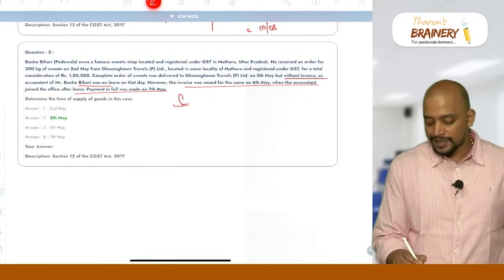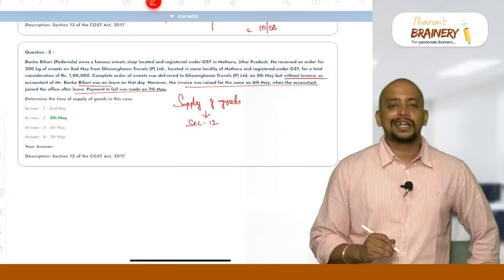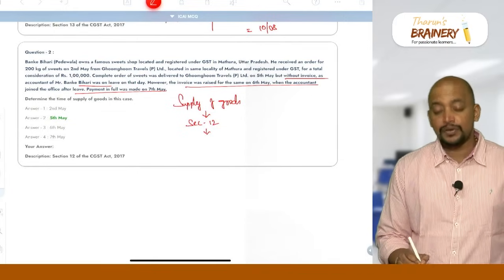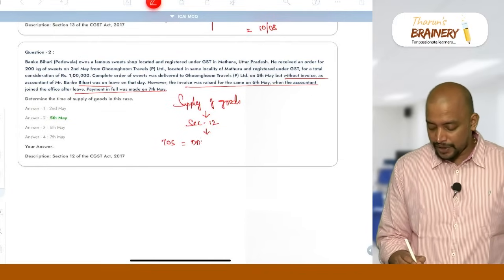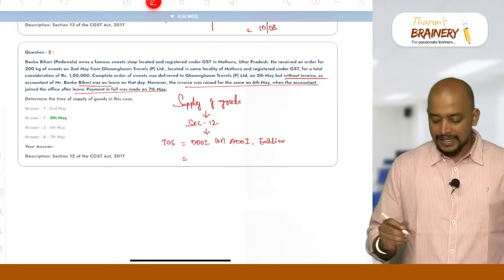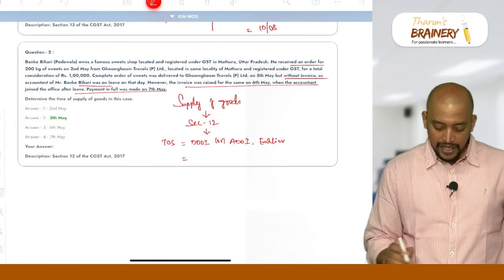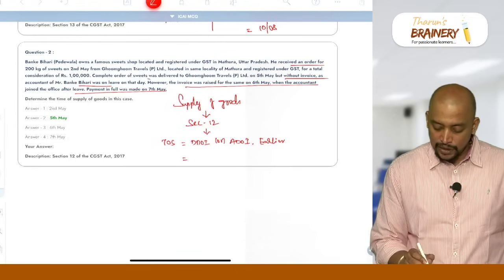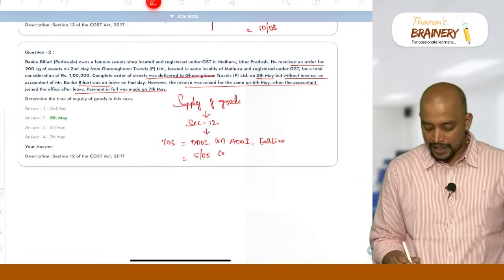So it is supply of goods. In case of supply of goods, the time of supply is determined under section 12. As per section 12, what will be taken as the time of supply? The due date of invoice or actual date of invoice, whichever is earlier. What will be the due date of invoice? Here the supply involves movement of goods, so at the time of removal. He received an order for 200 kgs, and the complete order was delivered on 5th May. So 5th May will be taken as the due date of invoice.